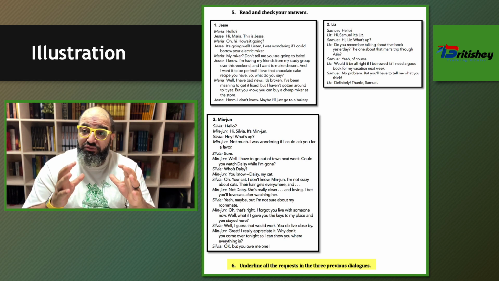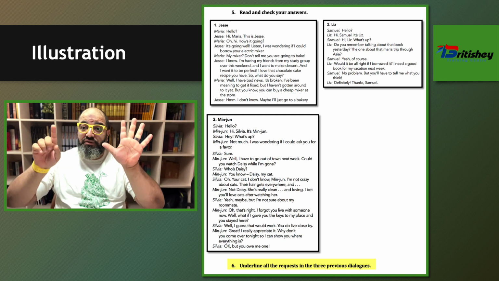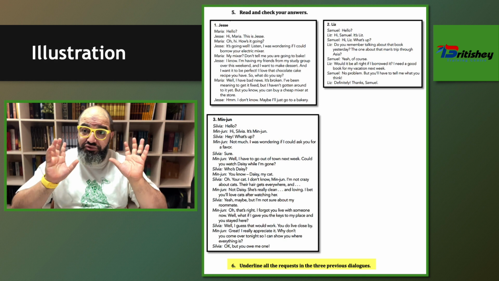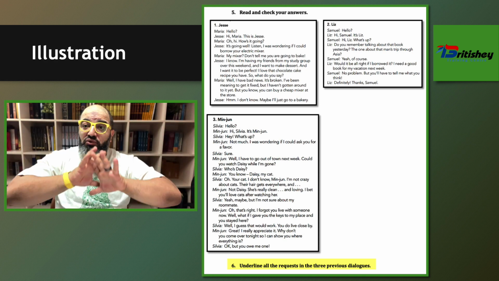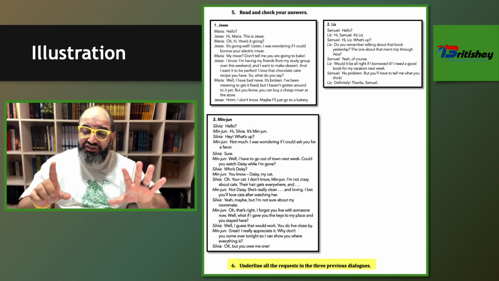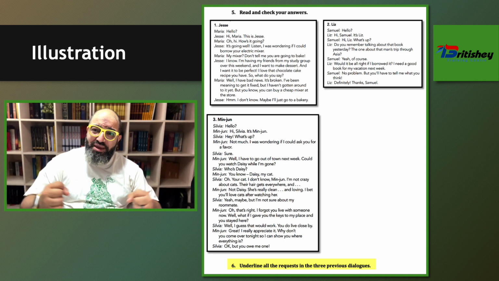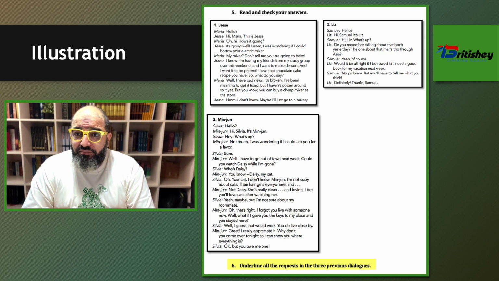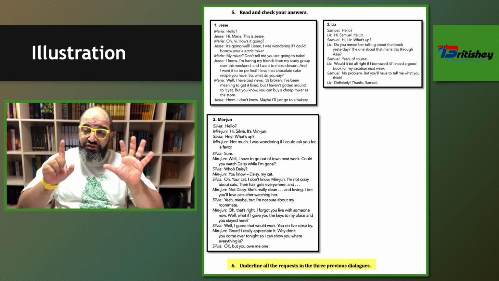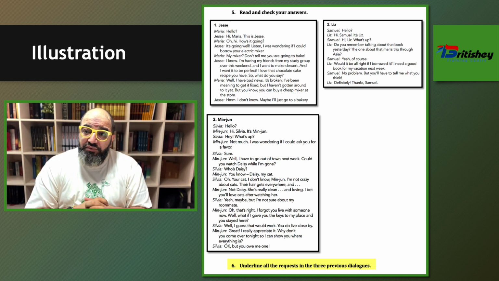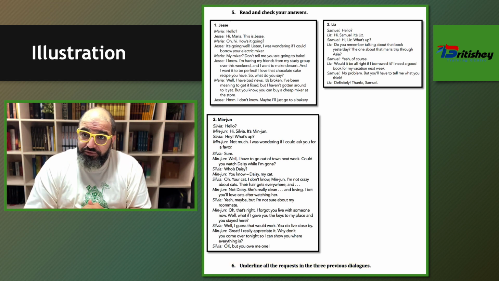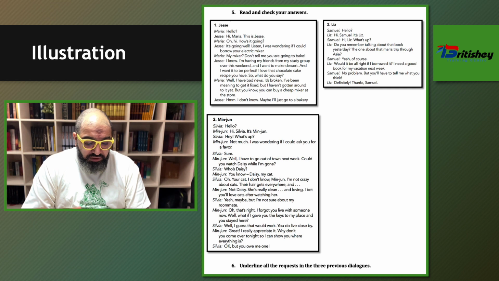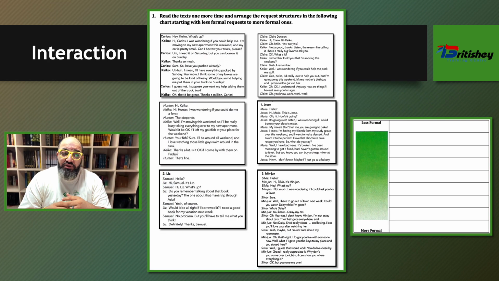So now in the illustration stage, I gave them 6 different dialogues where they are exposed to the target language in 6 dialogues, so they can compare, they can see how requests are made in 6 different dialogues. And that's wonderful when it happens in the illustration stage. Then I decided to move to the interaction stage.